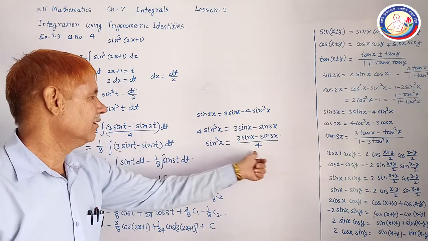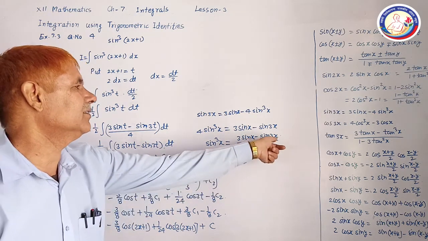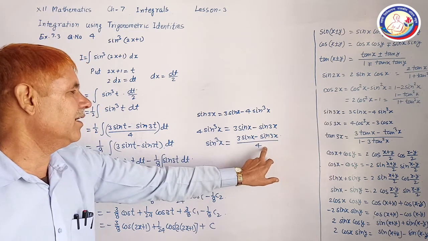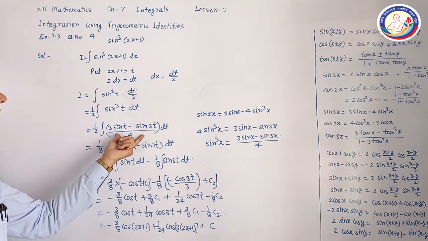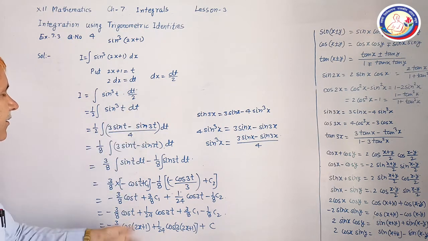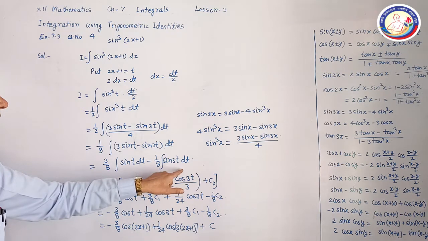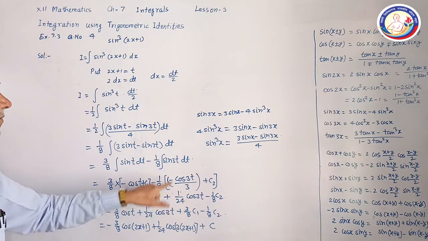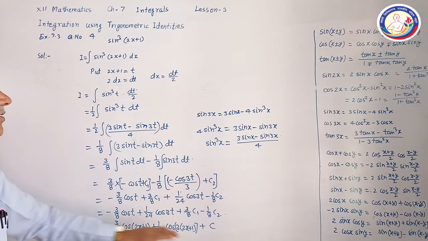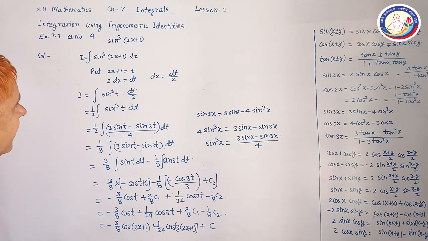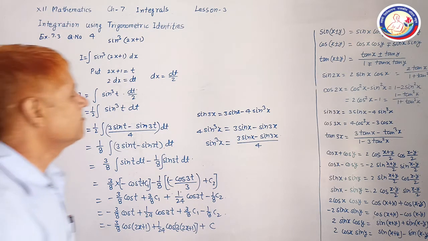Here for sine cube x it is 3 sine x minus sine thrice x divided by 4. We substituted this here for t and then solved it, and again after integration of these two integrands we arrived at this result. So this is the way we can integrate a function using trigonometric identity.